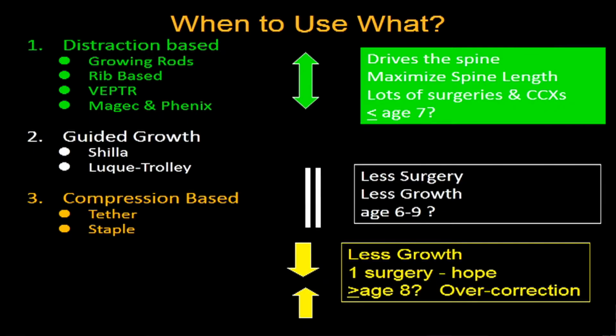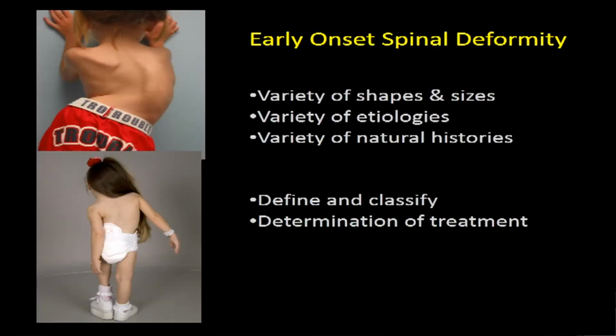So when to use what? It's somewhat age-based. The distraction-based is our workhorse with the spine-to-spine or spine-to-ribs. Is the younger child, the guided growth, the Shilla or the Luque trolley is probably less surgery and less growth, preferably in the age group of 6 to 9. And finally, the compression-based, the tether staple. In general, it's one surgery, we hope so, over the age of 8 to avoid overcorrection.